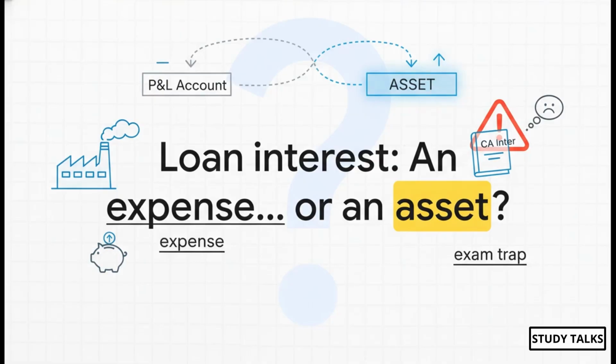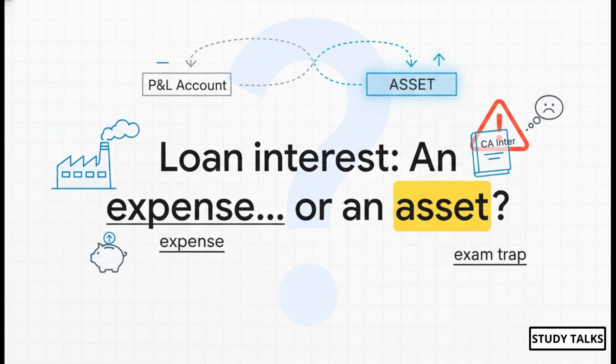So picture this. You've taken out a massive loan to build a brand new factory. The bank's charging you interest, obviously, and common sense tells you, hey, interest is an expense, so you just dump the whole amount into the profit and loss account. Simple. But what if I told you that in your CA Inter exam, doing just that could cost you the entire question?